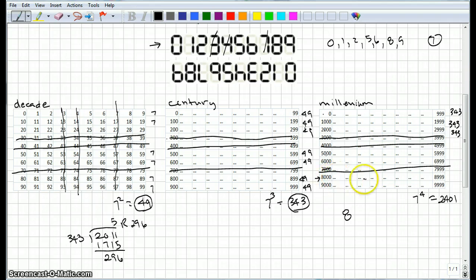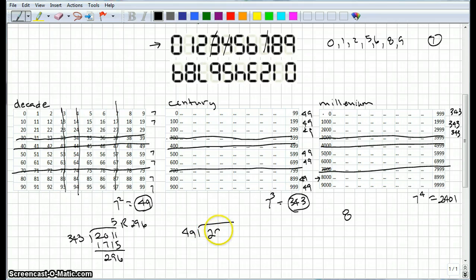Right, because we're going to be somewhere in this 8,000s millennia. 296 numbers into that. So where are we going to be in the century? Okay, we've got 49 numbers per century. So let's take our remainder. We know we're at 296 numbers into it. So we take our remainder and divide it by 49.